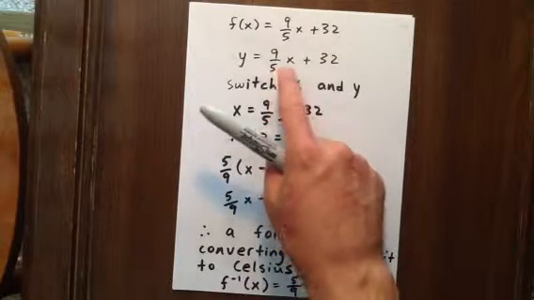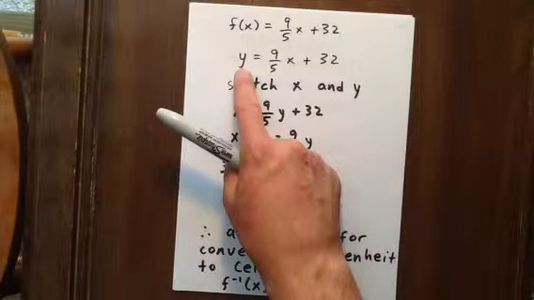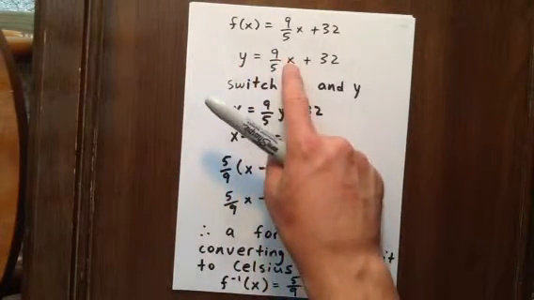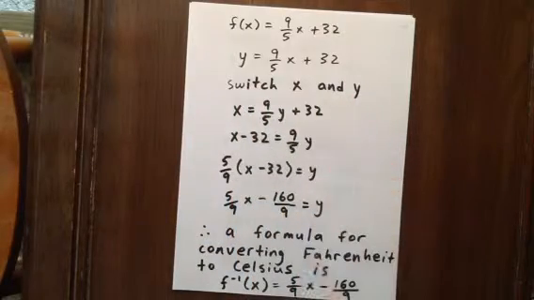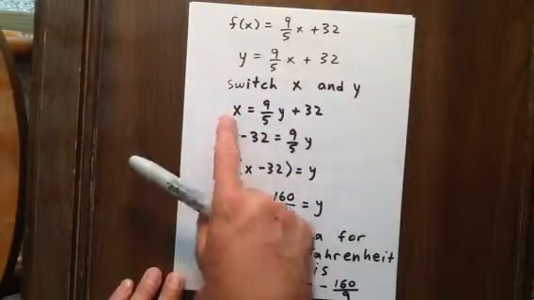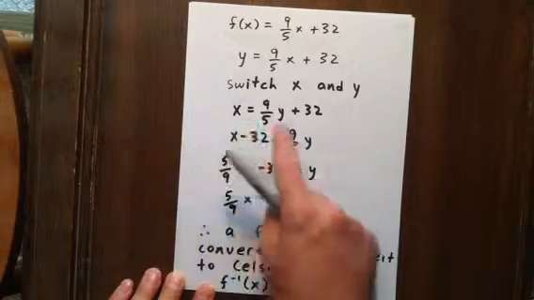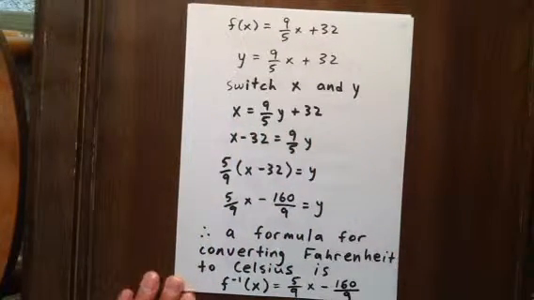Well, I don't want to input Celsius to develop a Fahrenheit. I want to switch the x and y so I can input the Fahrenheit and develop the Celsius. That's the same as switching x and y, which is finding an inverse. So I take out the y, I put in an x, I take out the x, and I put in a y. And I now have x equals 9/5 y plus 32.